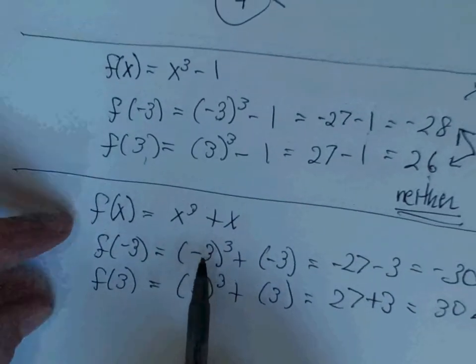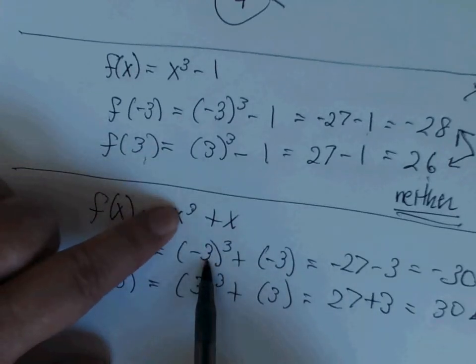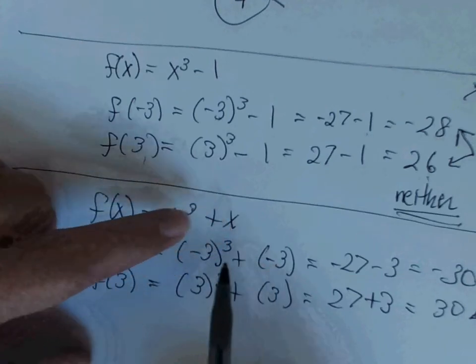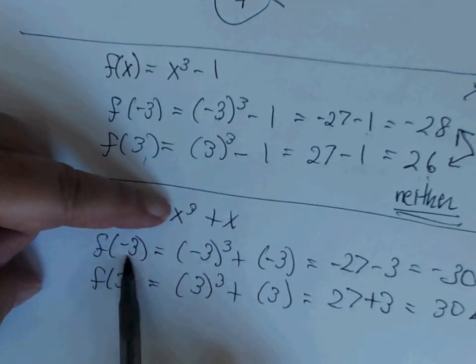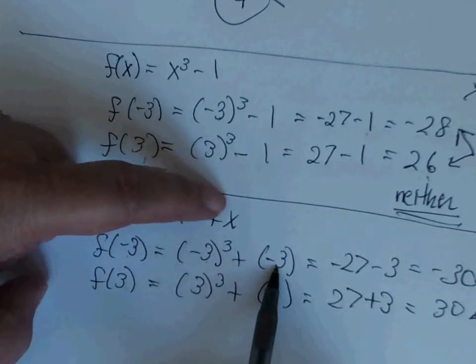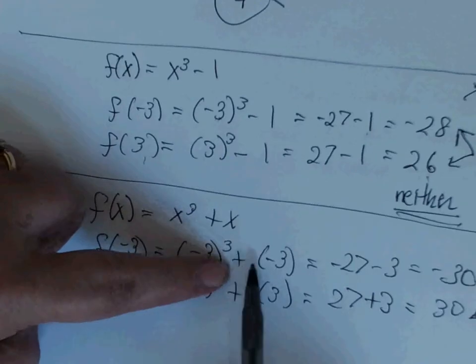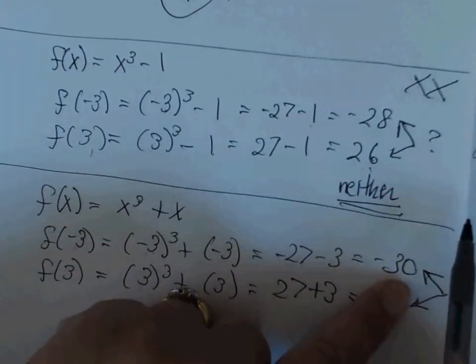Okay? So x cubed, the negative 3 cubed, plus x, put in a negative 3. Everywhere you have an x, you put in negative 3. That's your input. Everywhere you see x, you put in negative 3. Okay? Negative 3 cubed is negative 27, plus a negative 3 would give you negative 30.